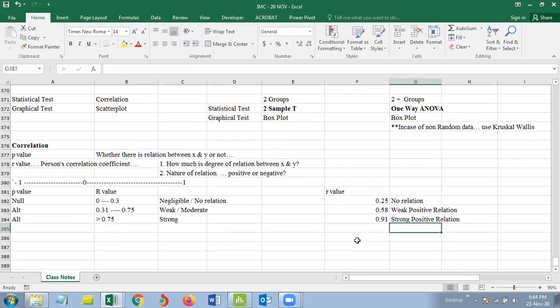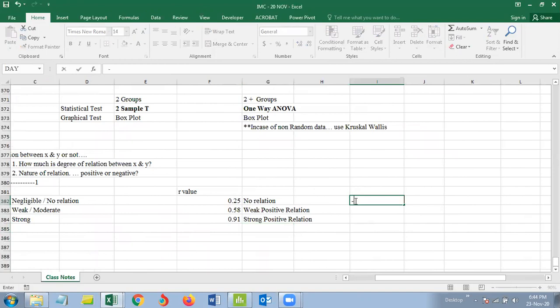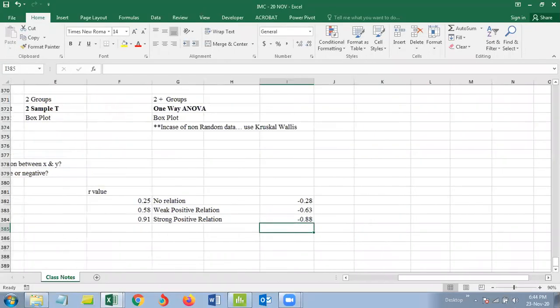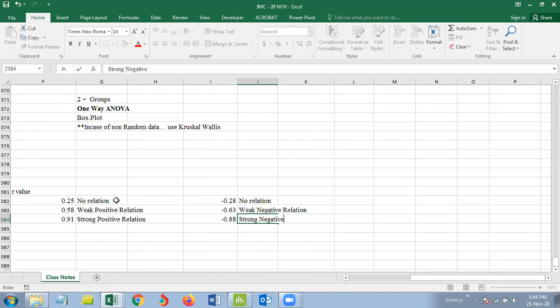Because R value can also come with negative values. R value can be like this: minus 0.28, minus 0.63, minus 0.88. In this case, my interpretation is going to be the same because the first falls into no relation, almost a negligible relation. This will be a weak negative relationship between x and y. This is a strong negative relationship between x and y.